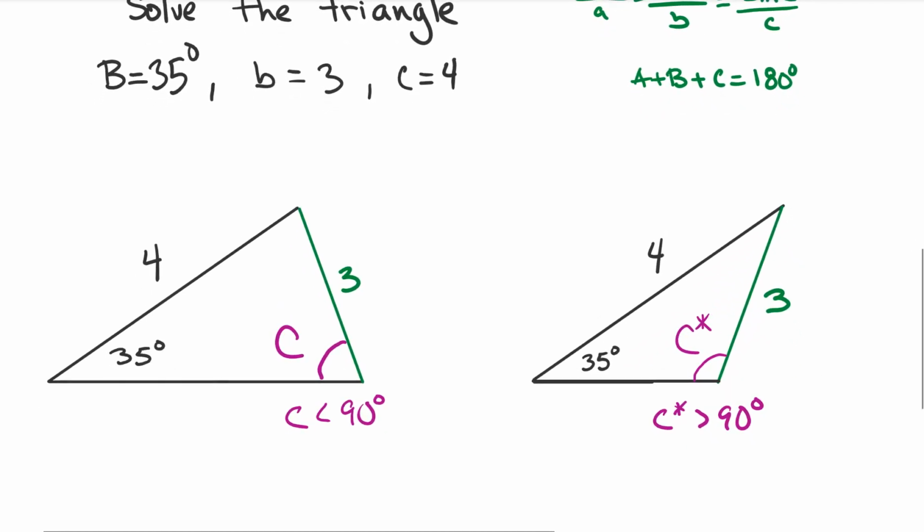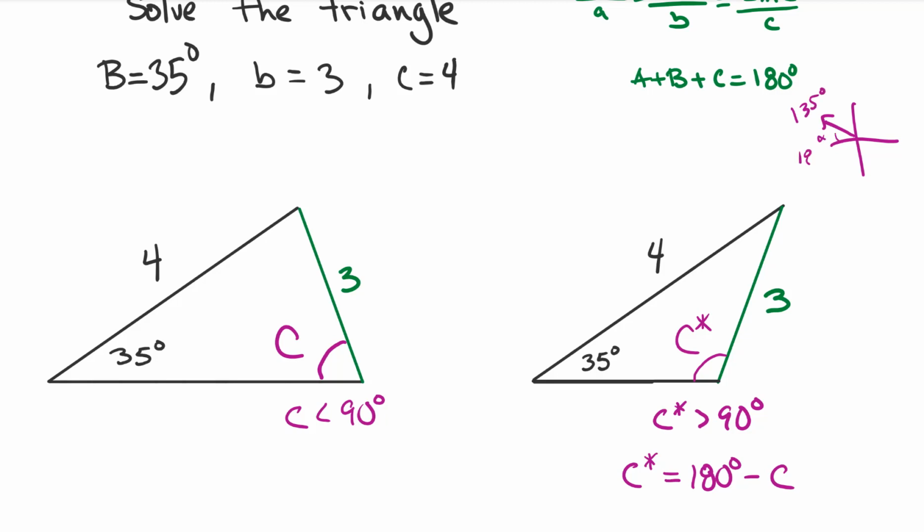Fortunately, C star, its reference angle is C. It's equal to 180 degrees minus C. Remember that if you were to have an angle in the second quadrant, like 135 degrees, what's the reference angle? Isn't that 180 minus 135 to give you 45? 180 minus the reference angle. We're going to be back for that. So there's the beginning.